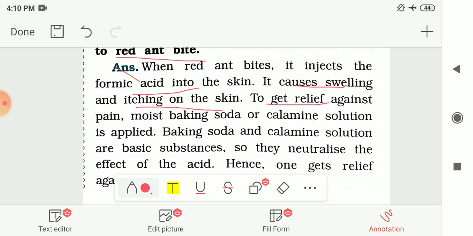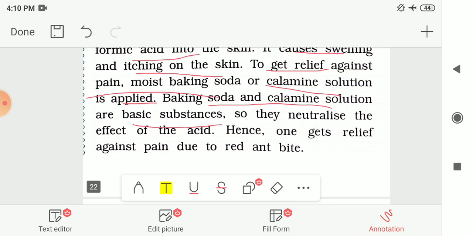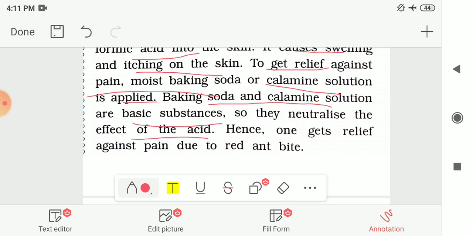So to get relief against this pain, moist baking soda, or you can say calamine solution, is applied, which are basic in nature. So baking soda and calamine solution are basic substances, so they neutralize the effect of the acid. So hence one gets relieved against pain due to this red ant bite. This is how we are neutralizing the formic acid which is injected by the ant in our skin by the use of baking soda and calamine solution, which are basic in nature.